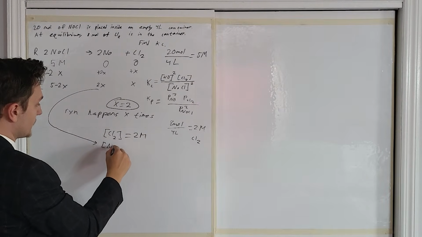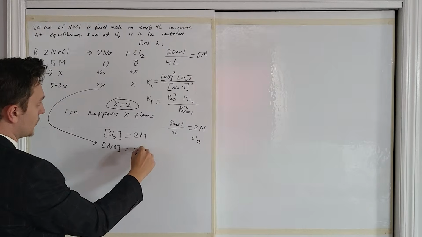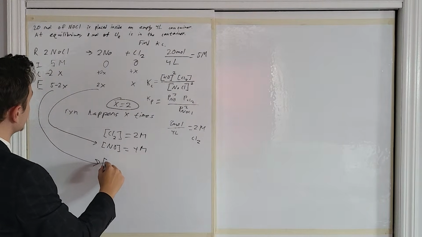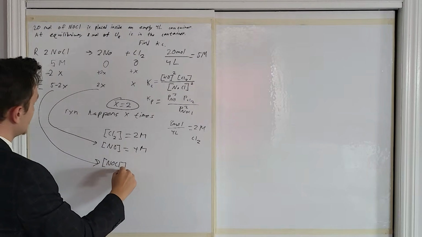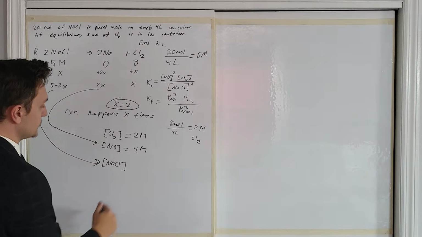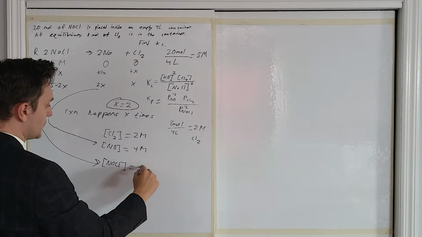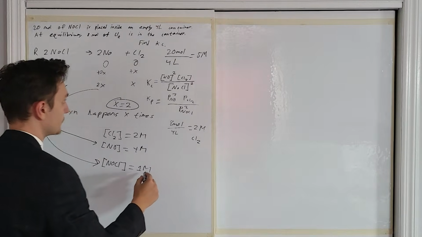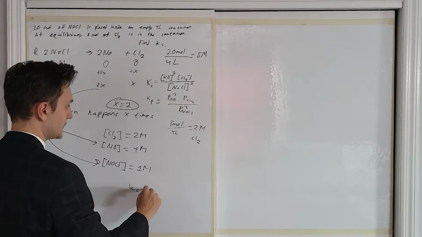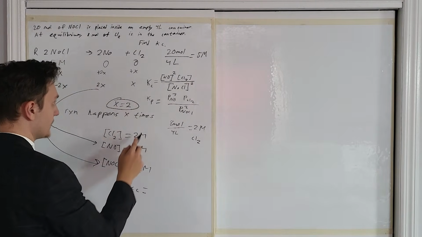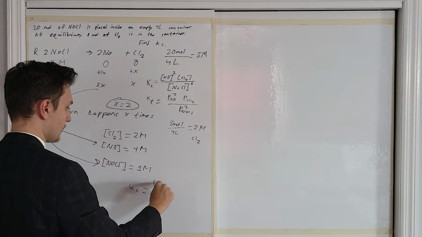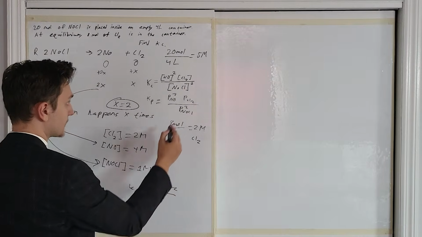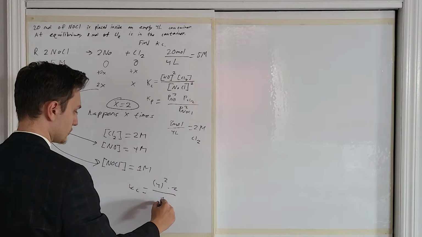Equilibrium concentration of NO equals 4 molar, because it's 2 times 2. And then finally, equilibrium concentration of NaCl is going to be 5 minus 2 times 2, which is 1 molar. Now I'm going to bring down my Kc equation, and I'm going to plug everything in. Kc equals concentration of NO squared, so that's going to be 4 squared times the concentration of Cl2 times 2, divided by the concentration of NaCl, which is 1 squared.